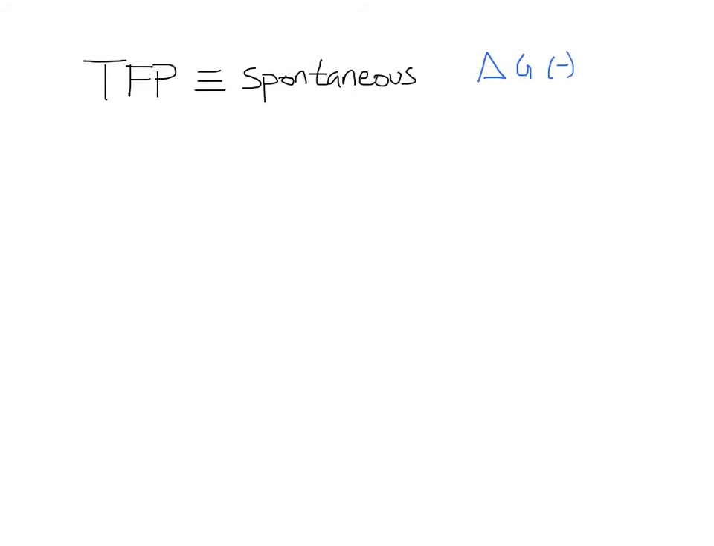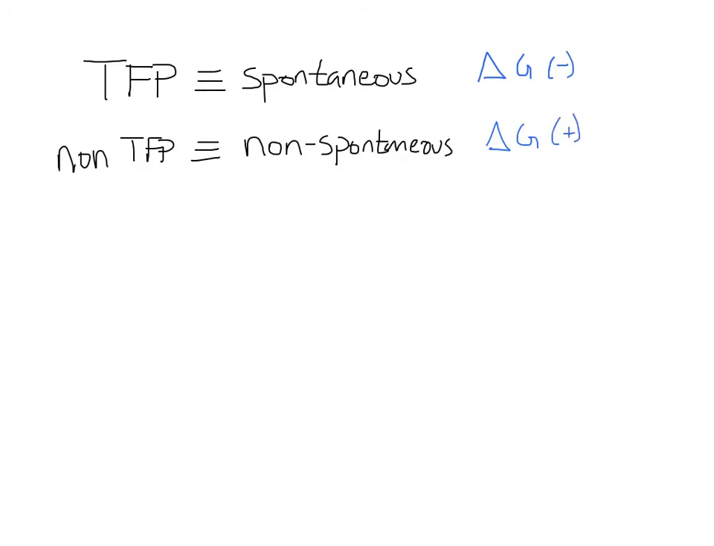Okay, the other one would be your non-TFP reactions. Non-thermodynamically favored processes are the exact same thing as saying a non-spontaneous reaction. So a reaction that will not occur spontaneously, not occur on its own, and those would have a delta G that is positive. And if we think about the thermodynamically favored process idea, a non-spontaneous reaction can become spontaneous just by flipping it around.